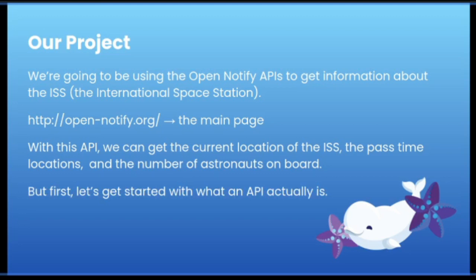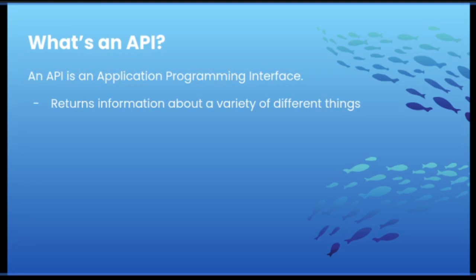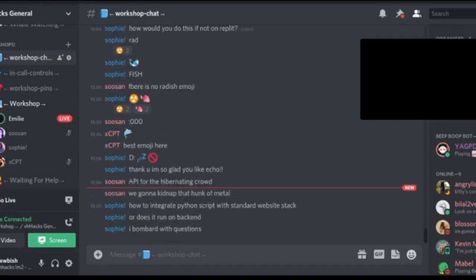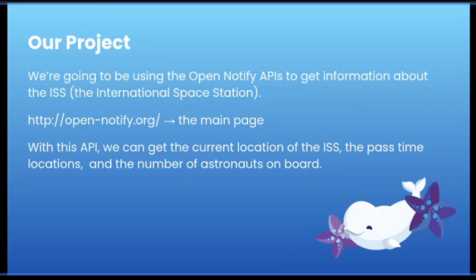But first we should probably talk about more in detail about what an API actually is. So what is an API? It's an application programming interface and returns information about a variety of different things. So for example, the one we're using right now is going to be to get ISS information.